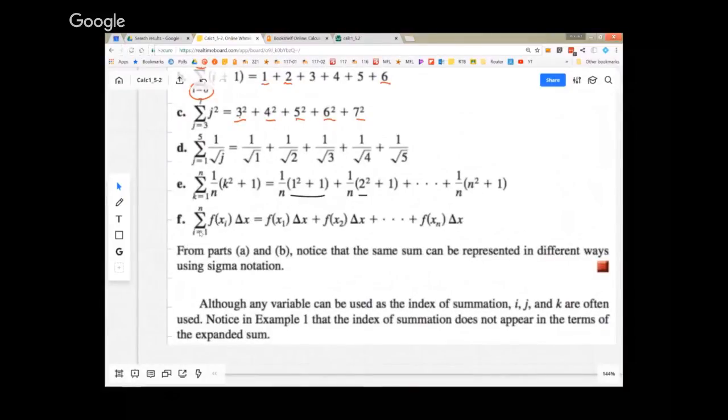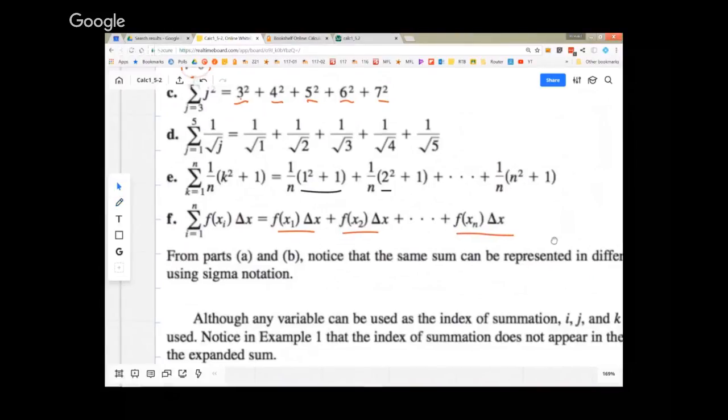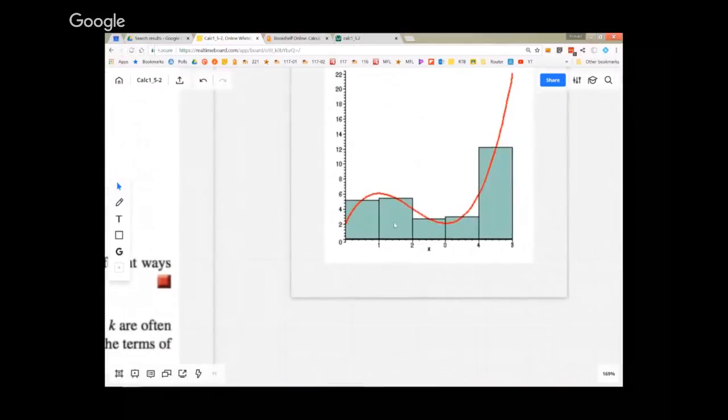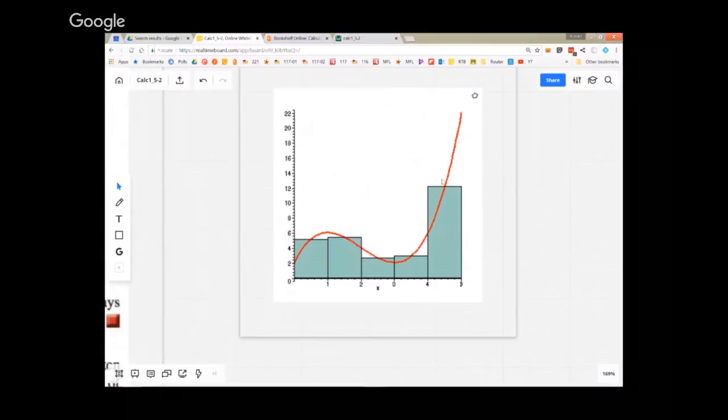So when you come through the first time at point 1, what's the f of x1 multiplied by delta x? Length times width, that'll give you the area of the first rectangle. And then the second rectangle, all the way up to the nth rectangle. The picture is that we're adding up these rectangle areas, and you can see that even though it's really rough, we've got approximately the area under the curve.